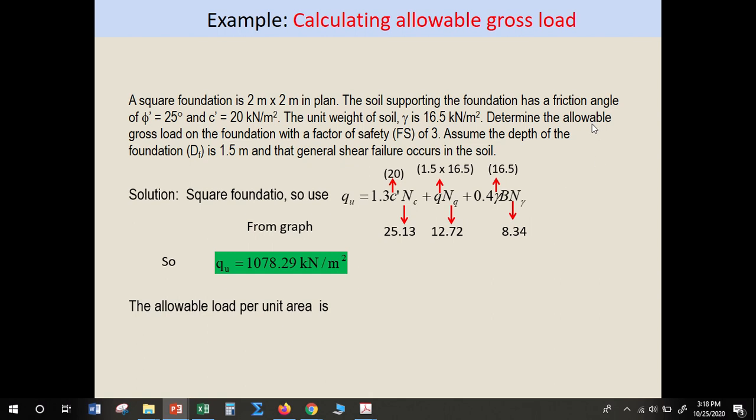But the question asks you the allowable load, the capital Q, not this small q. So from the ultimate bearing capacity, you can calculate the allowable bearing capacity, equal to Q ultimate divided by factor of safety. Then we got 359.5 kilonewton per square meter. This is Q allowable, not the load.